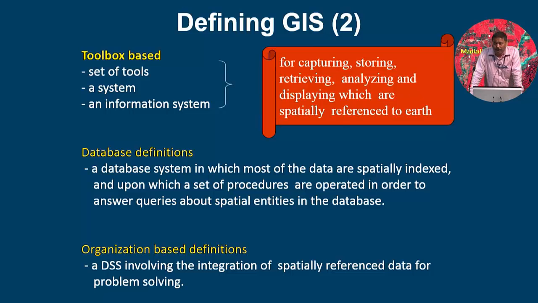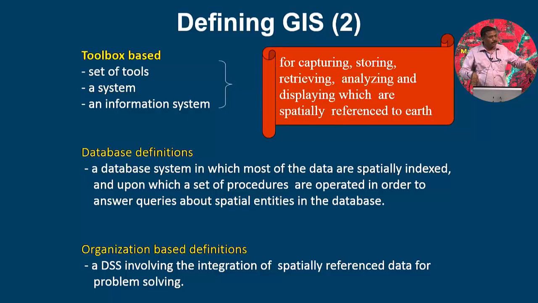Then if you see, there is a set of tools already available. You might have seen that there are so many commercial software available and there are some open source software available, but the basic functionality of GIS software is available in both COTS as well as open source. You may have some more capabilities in the commercial because they are doing business, but open source provides the basic capabilities, and apart from that, they also provide some additional functionalities which may not be there in other software.